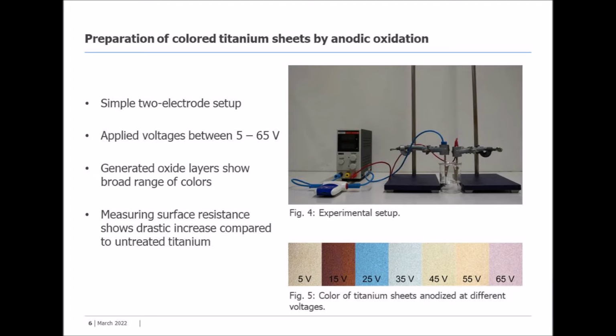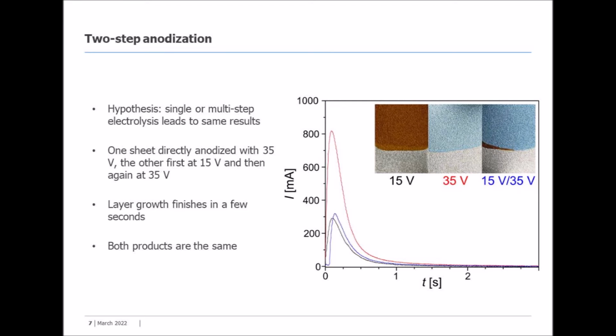While the untreated titanium shows a very low resistance of several milliohms, the anodized sheet displays a resistance in the megaohm range. The direct correlation between layer thickness and applied voltage suggests that it should not matter if the final voltage is applied from the beginning or if there is a multi-step anodization. To prove this, a two-step anodization process is performed.